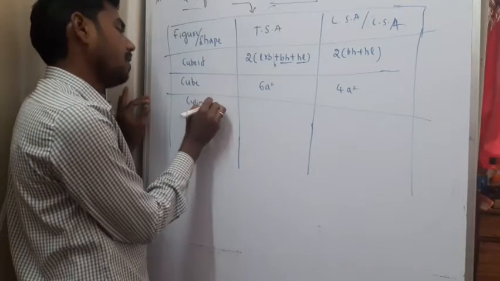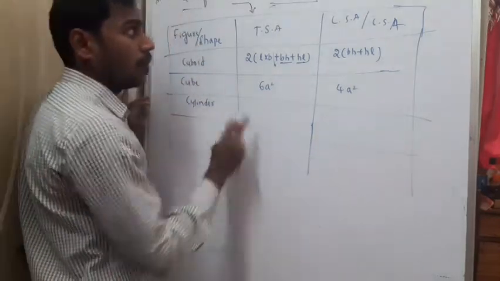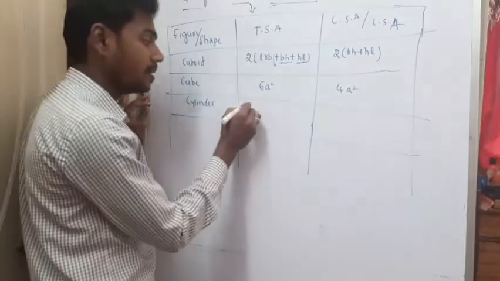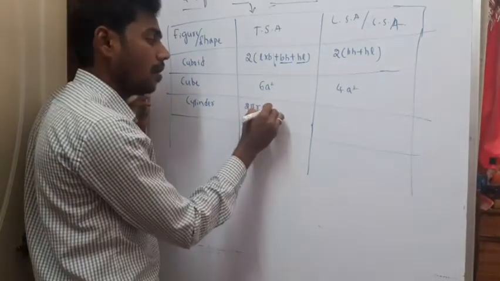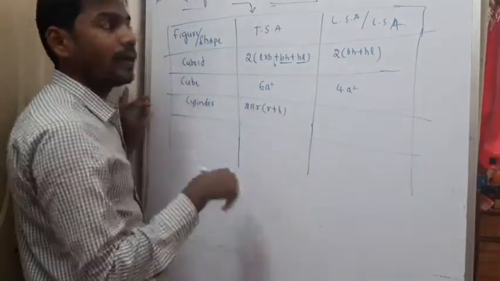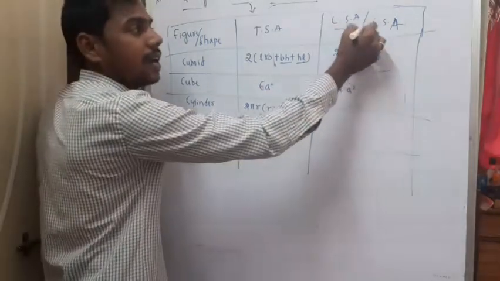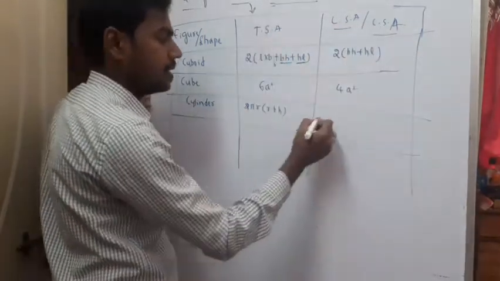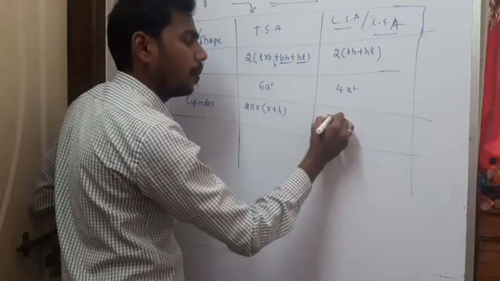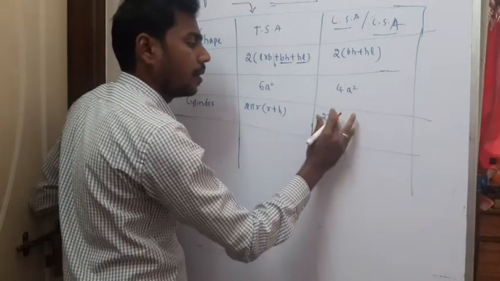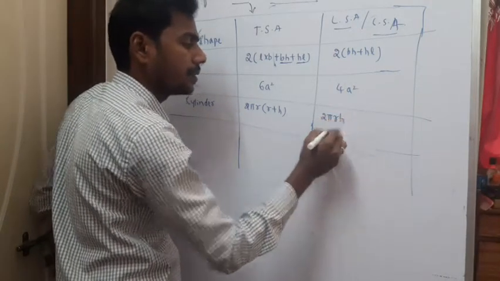In case of a cylinder, what is the total surface area? That is 2 pi r into (r plus h). Do we call it lateral or curved? Curved surface area, that is 2 pi r h.